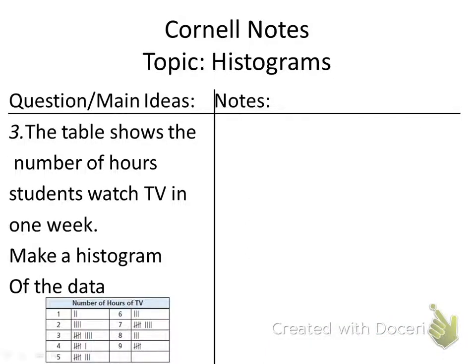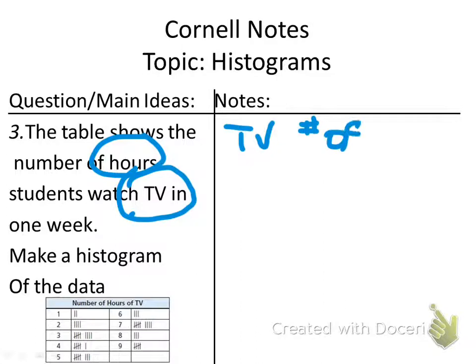Question number 3. The table shows the number of hours students watch TV in 1 week. Make a histogram of the data. So to make a histogram, we need to find first what a good title for our graph would be. Looking at this, we're talking about TV, so in hours, so we're going to call this TV number of hours. That's our title for a graph.